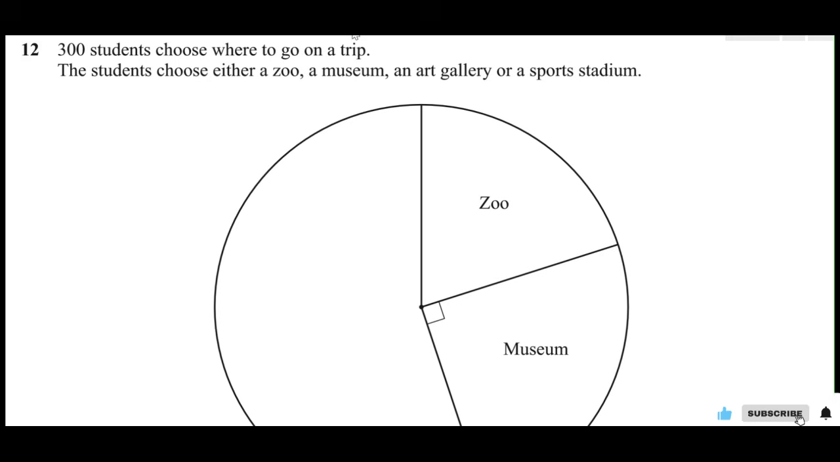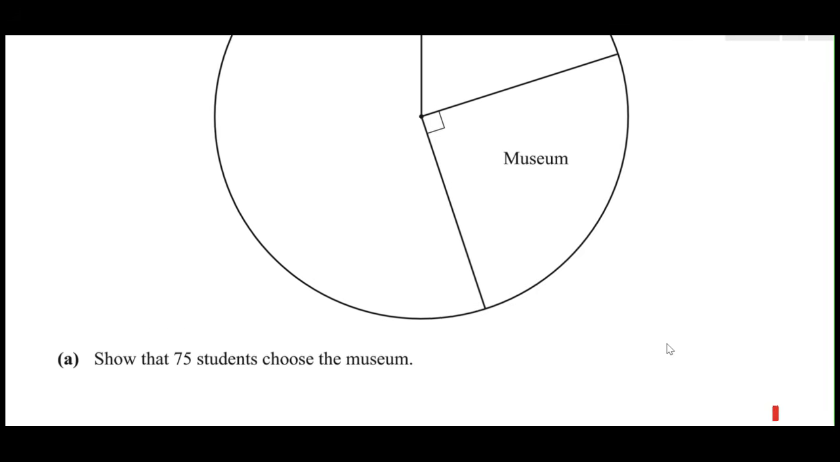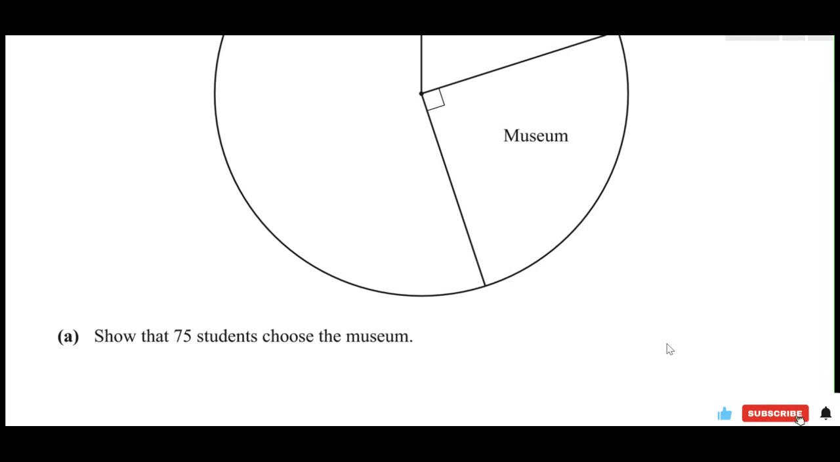All right. Question number 12. 300 students choose where to go on the trip. On a trip, the students choose either a zoo, a museum, an art gallery, or a sports stadium. So the zoo, the museum is done, the art gallery, and the stadium. Part A, show that 75 students choose the museum. We need to show that.